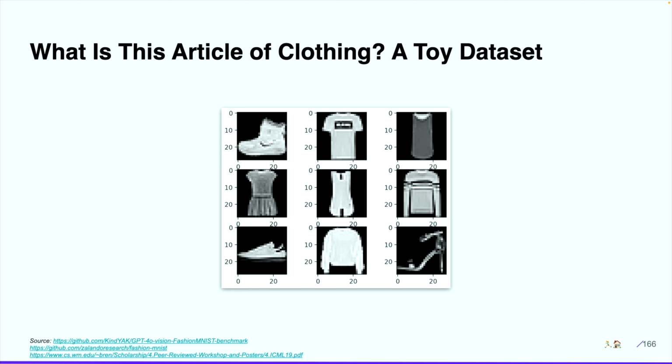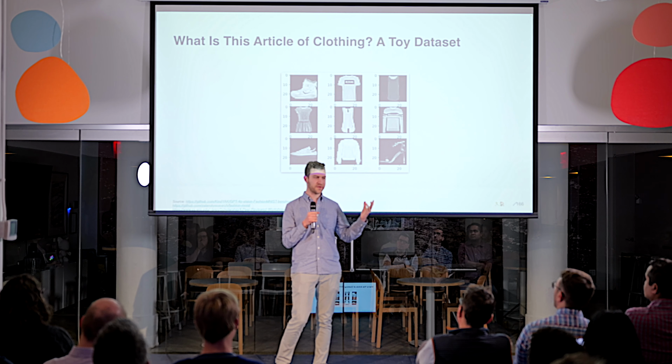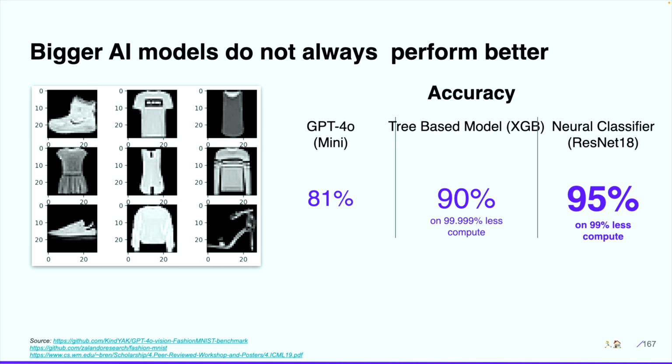And just to sort of entertain a discussion about AI ML systems, what you're looking at in front of you is a very common toy data set, Machine Learning 101, for classifying articles of clothing. It's modeled off of the MNIST handwritten digit data set. And the first message I want to give to you is that bigger models don't necessarily mean better performance. Your model is not necessarily your system.